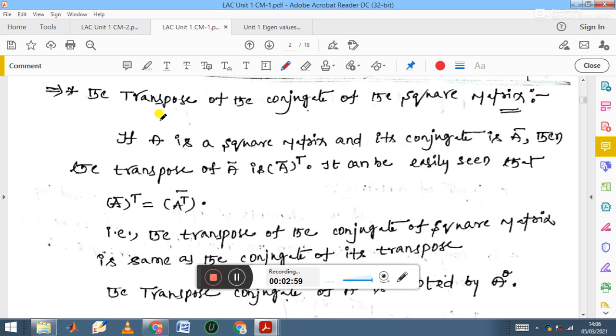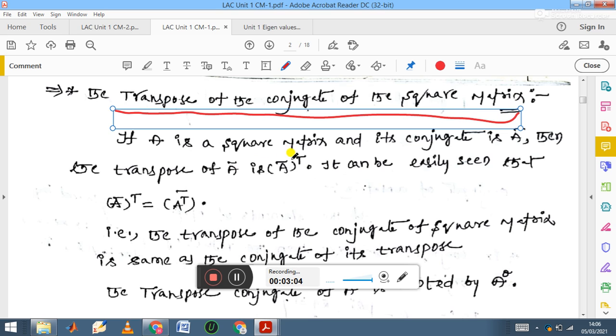Transpose conjugate of a square matrix. This is a very important definition. Transpose conjugate of a square matrix or conjugate transpose of a matrix, both give the same meaning. You already know the conjugate of a matrix is denoted by A bar. Then take the transpose of this. Transpose is nothing but interchanging of rows and columns.